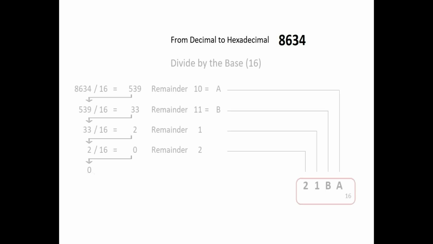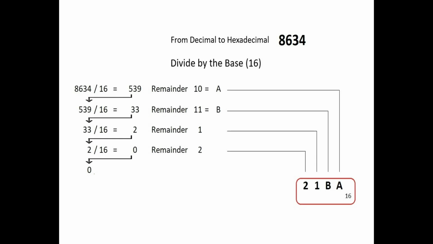To convert from decimal to hexadecimal, the process is similar to how we've converted binary and octal. You will divide the decimal number that you want to convert by the base of the number you are converting to. So in this case, you will divide 8,634 by 16. The remainder becomes the least significant digit of the converted number.